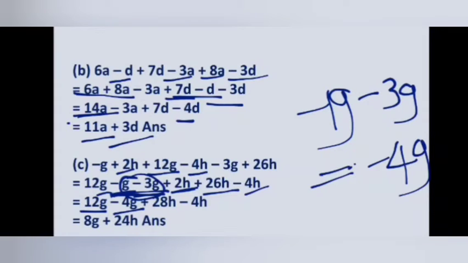So what do we have here now? We now have 12g minus 4g giving us 8g. Then we have 28h minus 4h to give us 24h. We can't add these terms together. Why? Because they are unlike terms. You can't subtract or add unlike terms, so you leave the answer like that. I hope that was very, very clear.